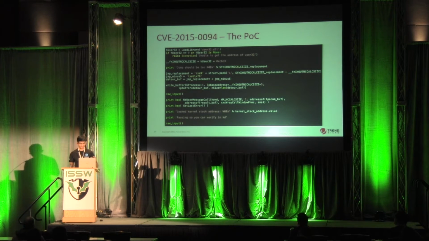Here, it gets a little messy. I'm grabbing user32 with LoadLibrary. In theory, it only returns a handle, but as of 32-bit Windows, it returns an address, and so I'm using that. I know the offset to the in-out NC calc size function, and I'm just replacing that and basically adding a jump detour.